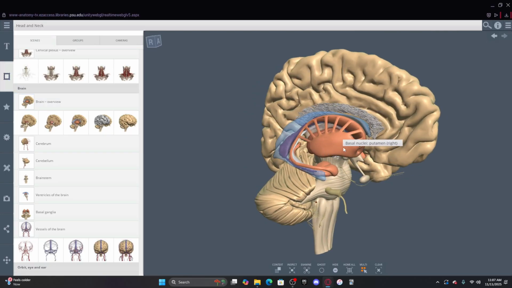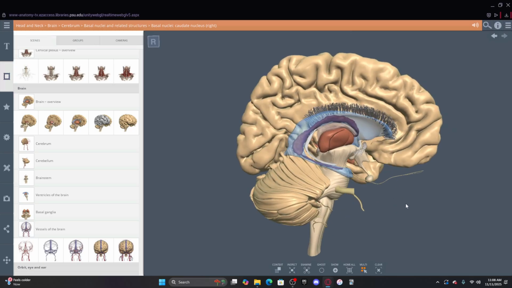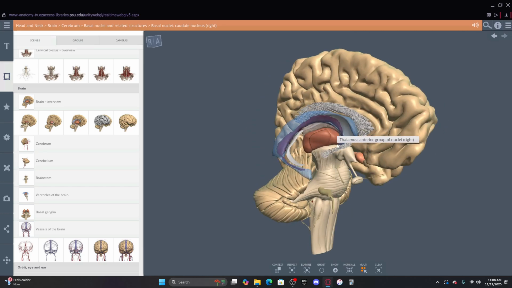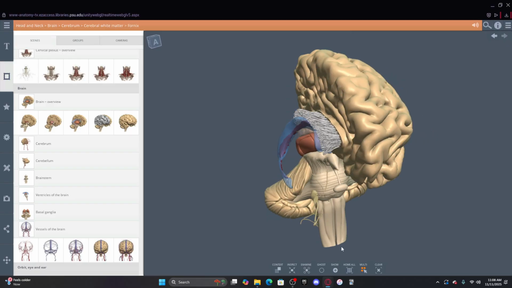Okay. Actually, I have to remove them because it's removing some structures that we actually do need to know. So just give me a second to remove the structures here. Okay, remove that. The fornix, let me remove that.